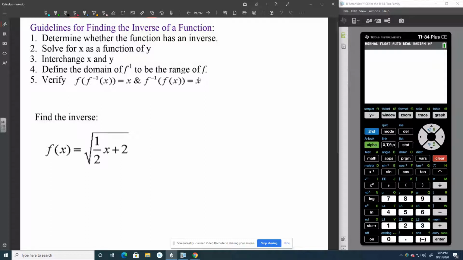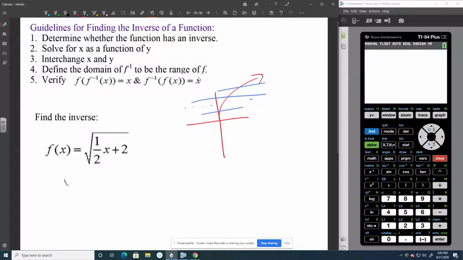So for example, finding the inverse of f of x equals the square root of 1/2 x plus 2. First of all, we need to know what it looks like. Now, without getting too specific, this is a square root function, so we know it's going to look something like this, right? So that means it's going to pass my horizontal line test. Anywhere I draw a horizontal line, it's only going to go through my function one time. So I know that it exists. Now I just need to solve for it.